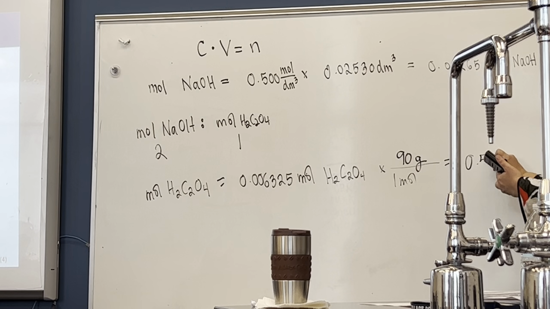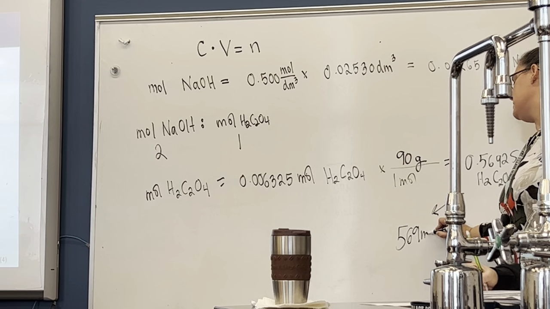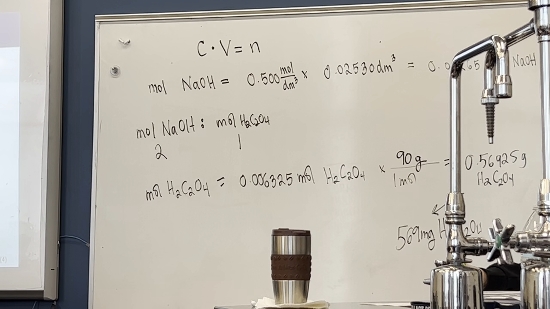And so how would I get this into milligrams? I would multiply by 1,000 and tell you that there are 569 mgs of, I'd call it oxalic acid. Why did they tell us that there's 25? Why did they tell you?